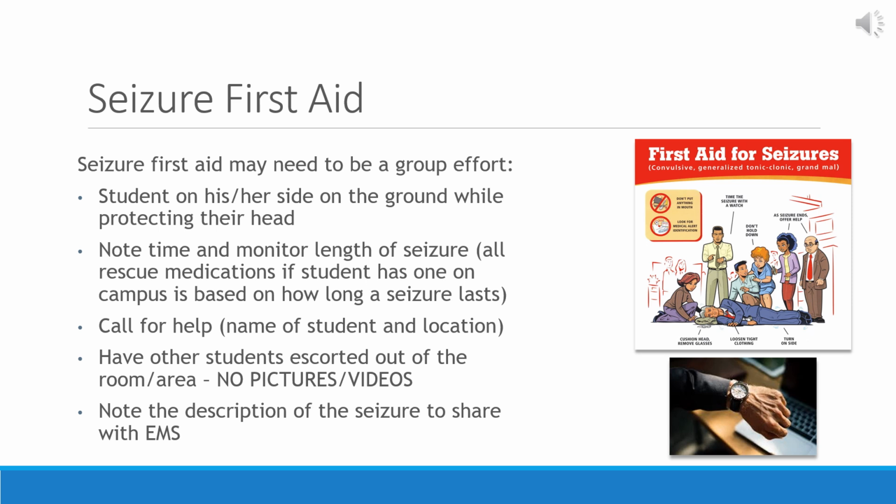Seizure first aid may need to be a group effort. We want to help the student onto his or her side on the ground while protecting their head. It is important to note the time any seizure starts and monitor the length of the seizure. Someone needs to call for help. Be sure whoever calls shares the name of the student and the location of the event clearly.